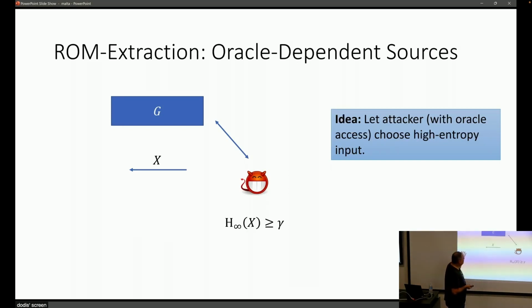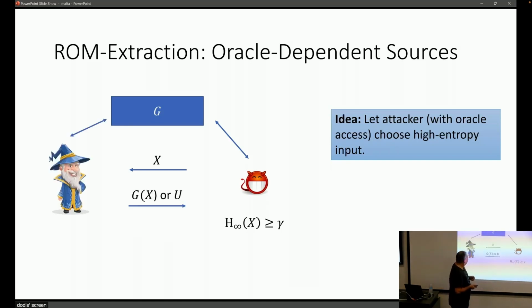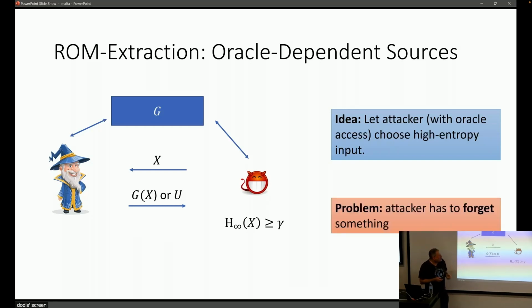The first attempt would be to say, we want an adversarial source, so the attacker actually chooses the source. The challenge is that a friendly guy will give you either the random oracle or uniform, and you have to tell it apart. The attacker knows the random oracle, so he has to forget something. Intuitively, even though the attacker can influence the source, it should have entropy even to the attacker in some sense. So formally, it has to forget something.